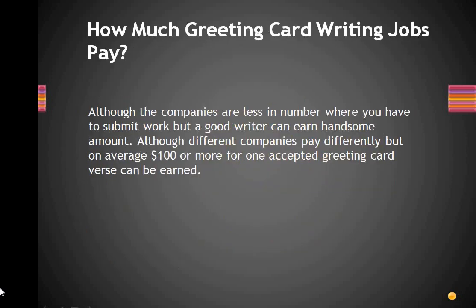How much do greeting card writing jobs pay? Although the companies are less in number where you have to submit work, a good writer can earn a handsome amount. Although different companies pay differently, on average $100 or more can be earned for one accepted greeting card.